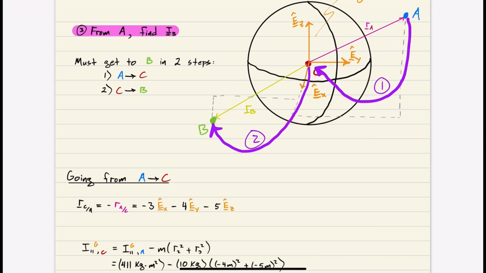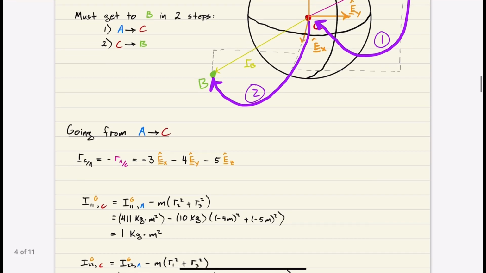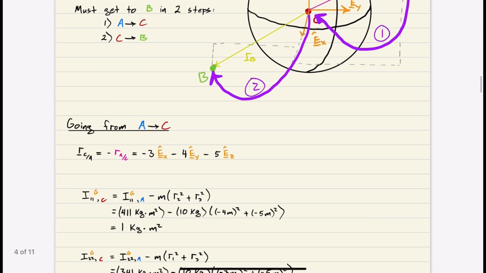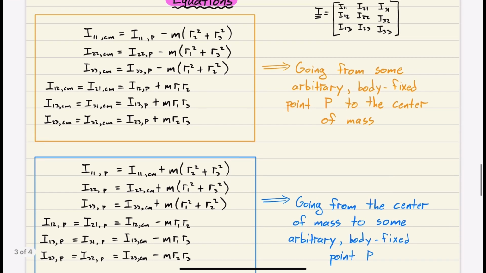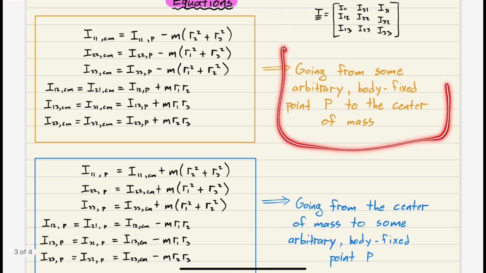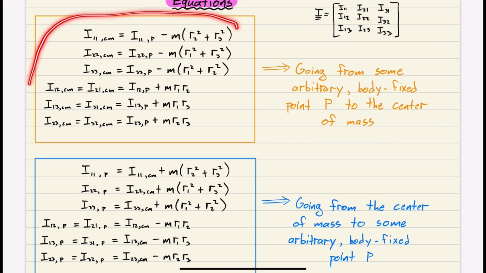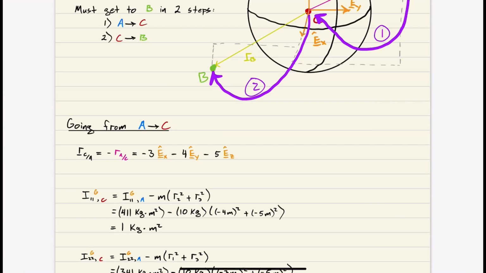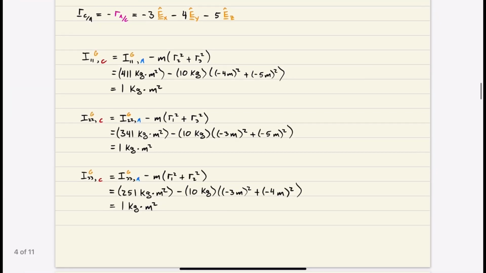You first have to go through the center of mass, right? So we're going to go from A to the center of mass, and then from the center of mass to point B, another arbitrary point. So going from A to C is going from an arbitrary point to the center of mass. If we look back at our equation, going from some arbitrary body fixed point to the center of mass, we're going to use this set of equations to go from A to C, which is exactly what we do here and on the next page.